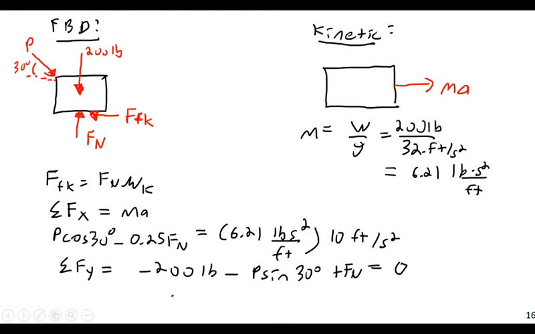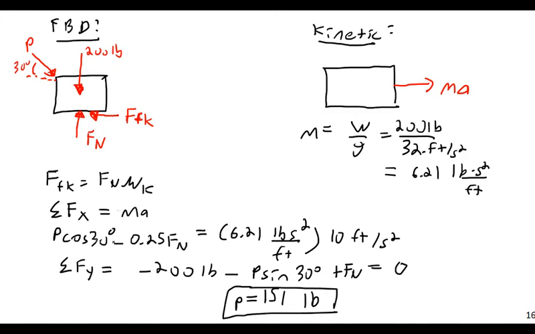Now I essentially have two equations and two unknowns. I have everything except P and Fn. I can simply solve for them, and if I do this, I will get that P is equal to the desired 151 pounds. From this point forward, once it's all set up, this is just basic algebra. There's no more unit conversion needed. It's just P cosine 30 minus 0.25 Fn, etc. You know how to solve systems of equations by now. There are two equations and two unknowns.